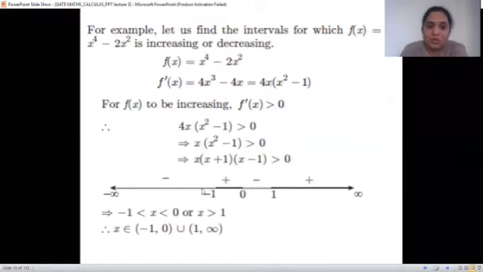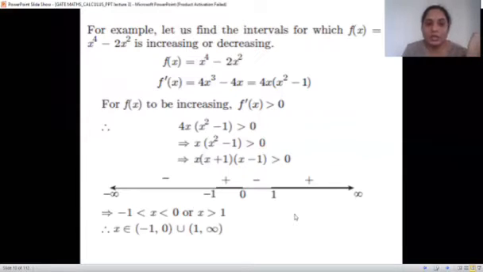note if we are checking for increasing function only, then we have to consider the intervals where f dash is positive. So here it is positive first in minus 1 to 0 and second in 1 to infinity. So what is the interval where the function is increasing? That is minus 1 to 0 union 1 to infinity.